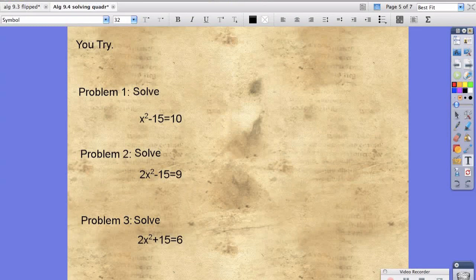Now it's your turn. Try solving these 3 problems. When you're done, add these onto your notes.